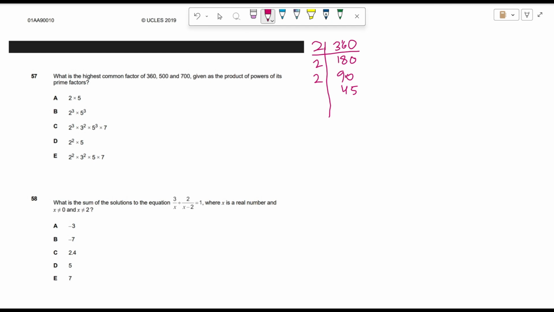Now with the 3 table, right? 3 ones are 3, 3 fives are 15, 5 ones are 5. So what factors did we get from here? 2 power 3, right? How many 2s are here? There are 3 2s, so 2 power 3 into, there are 2 3s, so 3 power 2 into, there is 1 5, so into 5. Now we are supposed to find the factors of 500.